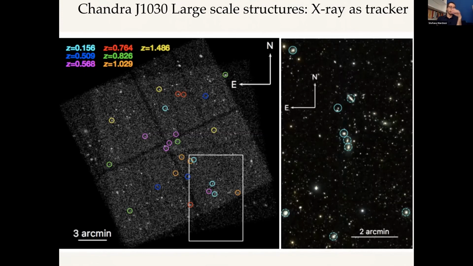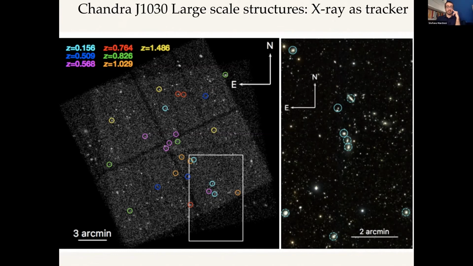Just to give you a visual example, on the left there's the Chandra field with all the different structures in different colors. On the right, there's a zoom in of the structure at the lowest redshift, 0.156. Here, the solid circles are those sources which have an X-ray counterpart. This is an optical image, of course. A few sources have an X-ray counterpart, but many more at the same redshift are detected once we take into account also objects that are not X-ray detected.